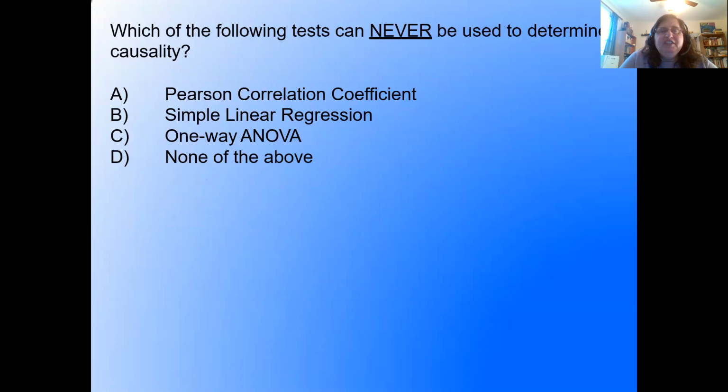Which of the following tests can never be used to determine causality? So pause, think about it.